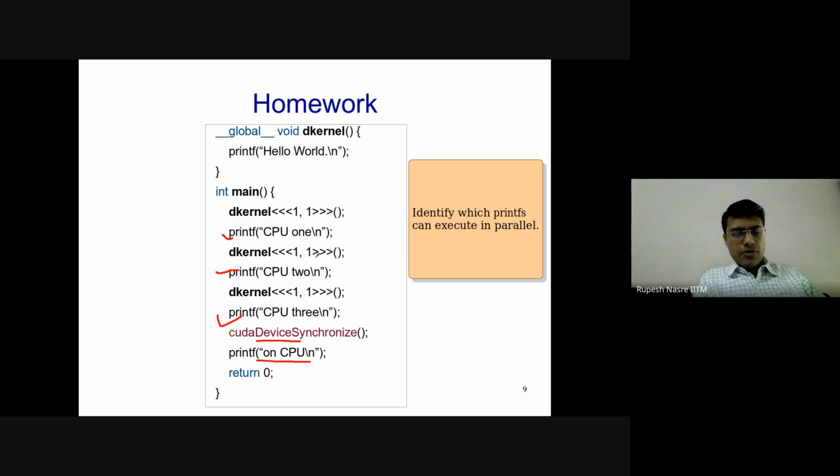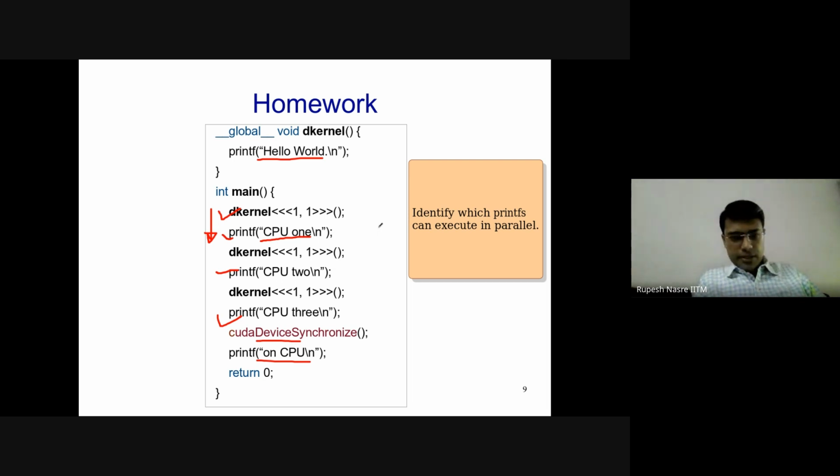Now, when we talk about CPU1, is it possible that it can be in parallel with the hello world? We said that the D kernel launch happens and then the execution is asynchronous. So the CPU is going to move ahead from here and start executing this printf. And therefore, CPU 1 can happen in parallel with the first D kernel's hello. That part seems to be fine.